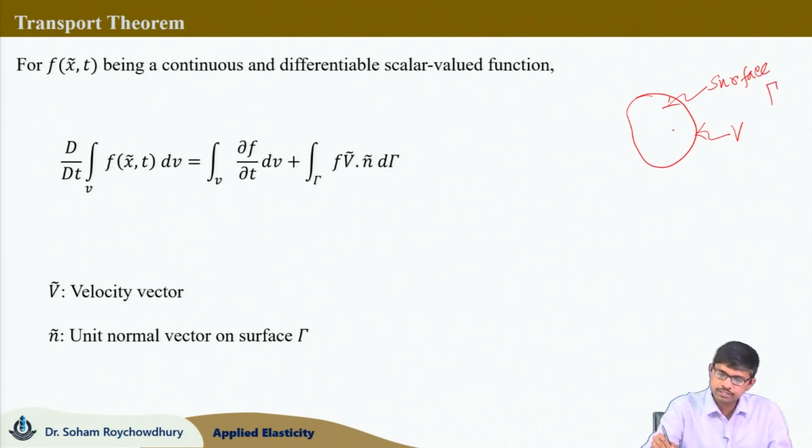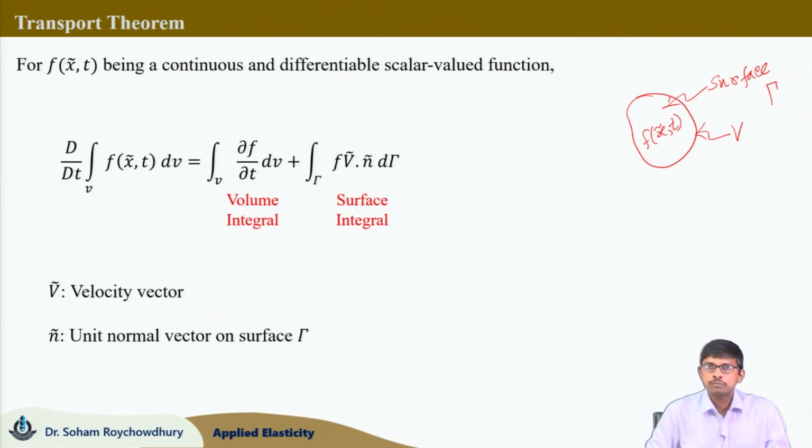Now f(x, t) is any property of the body which is a scalar valued function defined by the deformed position vector small x and time. So the total time derivative of the integral of f(x, t) over the total deformed volume dv is equal to the summation of these two terms. The first term is the local time derivative, del f del t, integrated over volume, plus the surface integral of f times v dot n, where v is the velocity vector and n is the unit normal vector to the surface gamma.